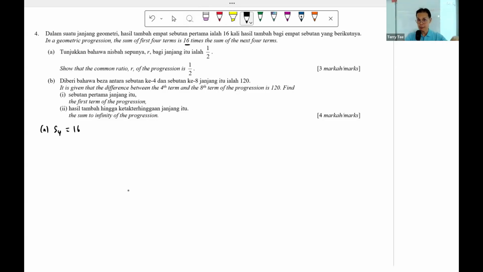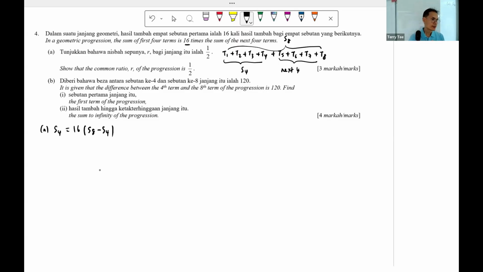Okay, I'm not going to include that in my working here, but I just want to show you. First 4 terms are T1, T2, T3, T4. Next 4 terms start from T5, T6, T7, T8. If you want to find the next 4 terms, this is the next 4. This is the first 4. We should take S8 minus S4. So next 4 terms is S8 minus S4. Okay. Right, you need to know this.